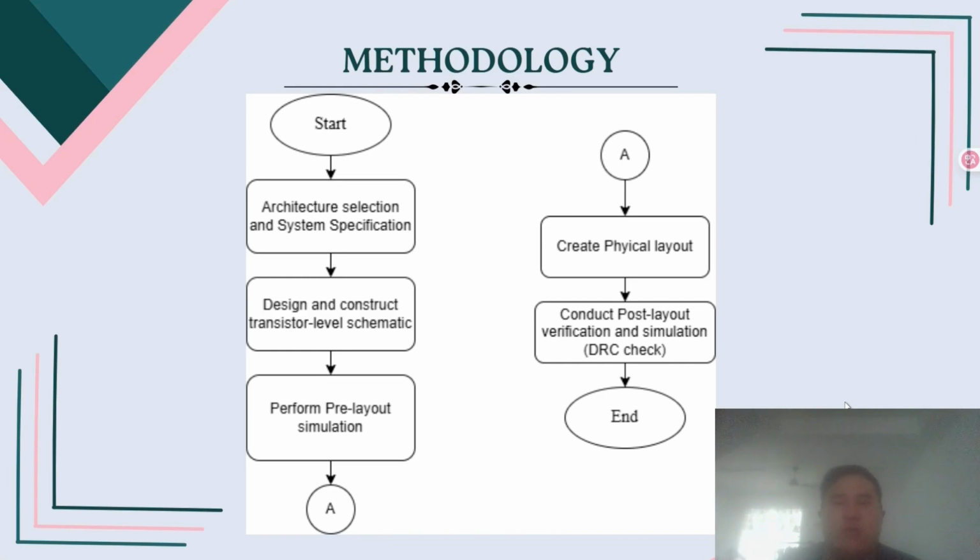Before moving to physical implementation, extensive simulations are conducted to validate functional correctness. This includes transient analysis to assess switching behavior and power dissipation under various input conditions. Once verified, the design transitions into the physical layout phase, ensuring adherence to CMOS design rules. This step involves careful placement of components to optimize performance while maintaining design constraints. Finally, rigorous checks such as design rule check (DRC) and parasitic extraction are conducted.